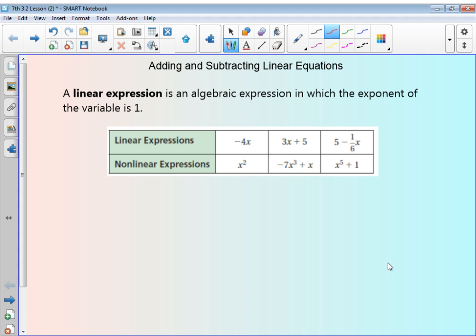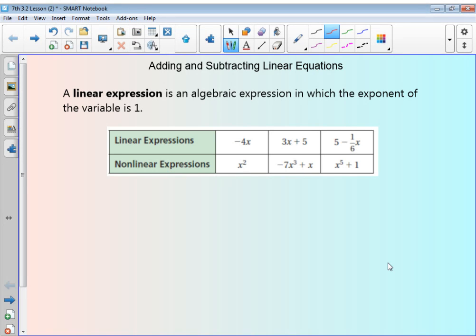Okay, this is our lesson about adding and subtracting linear equations. A linear equation is an algebraic expression in which the exponent of the variable is 1. So here they're giving us some examples of linear equations. Let me explain a little bit further about that definition.